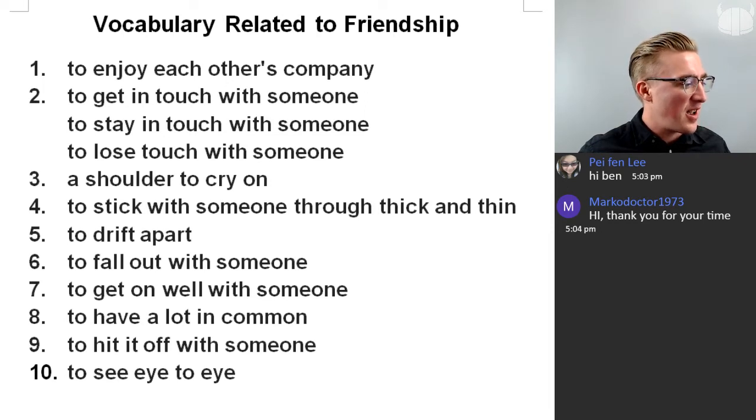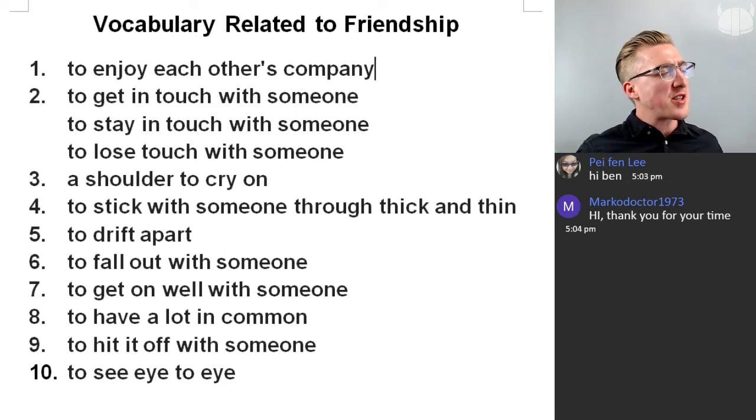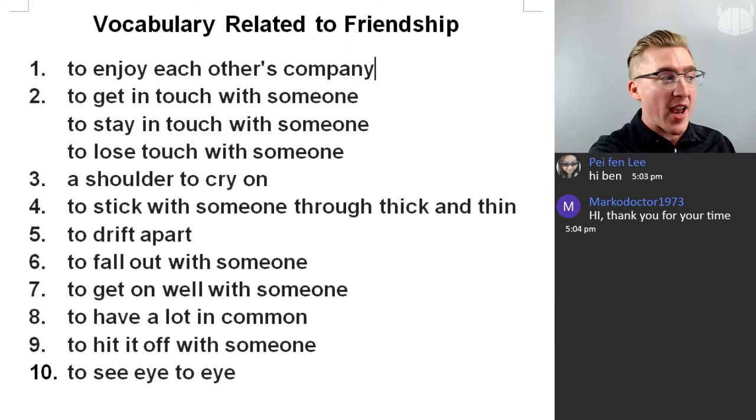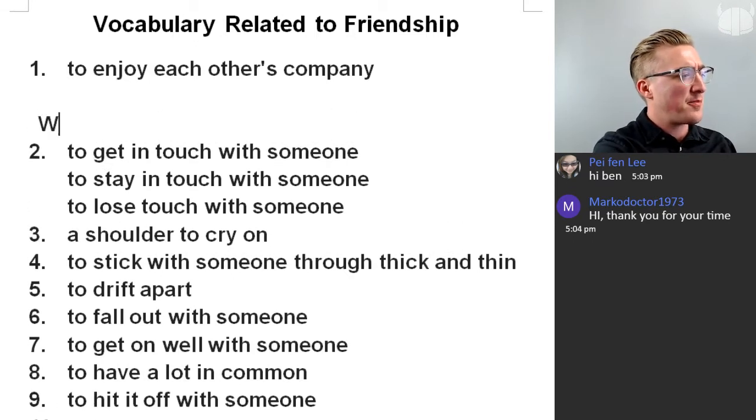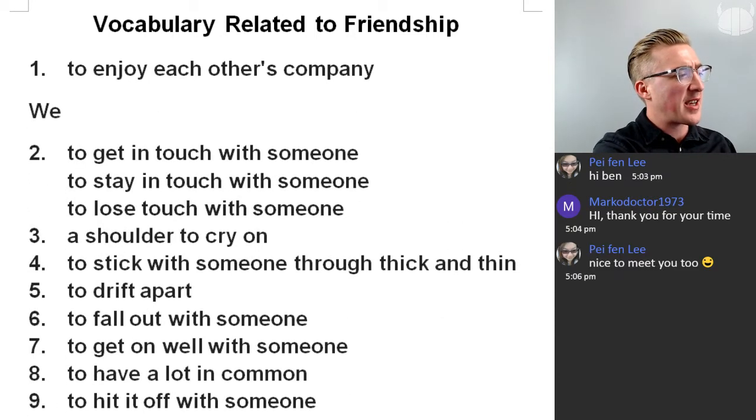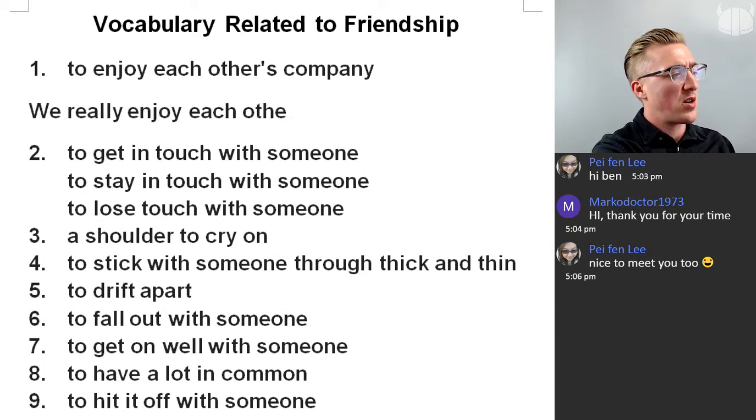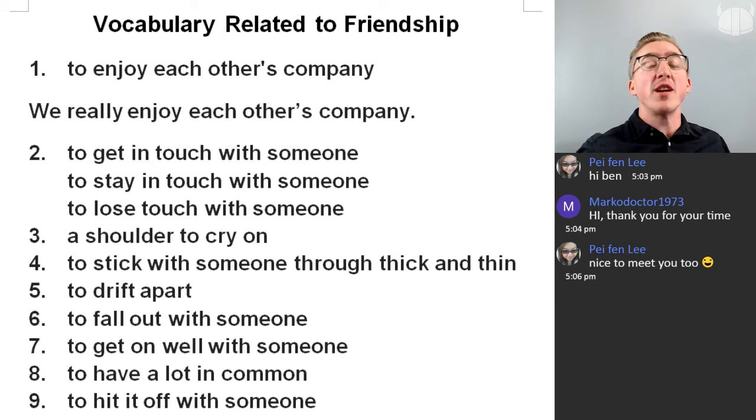Now I've written down 10 words here that are related to friendship, and that's what we're going to start with. Okay, so let's start with this first expression, to enjoy each other's company. When you're talking about perhaps a best friend or even a family member, you can use an expression like this. We really enjoy each other's company. Every time we meet, we have a good time together simply because we enjoy each other's company. We like each other. We like spending time together. A really common expression here.